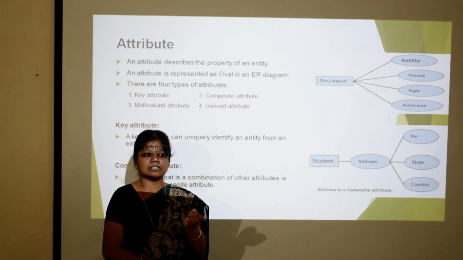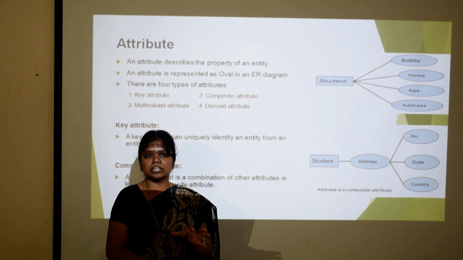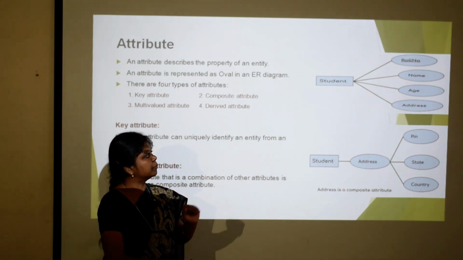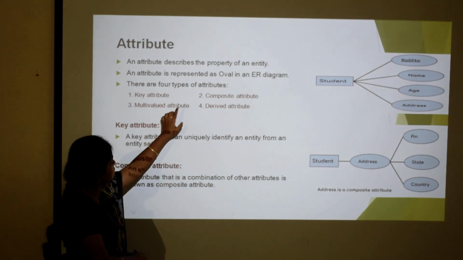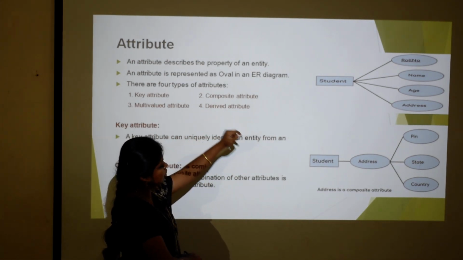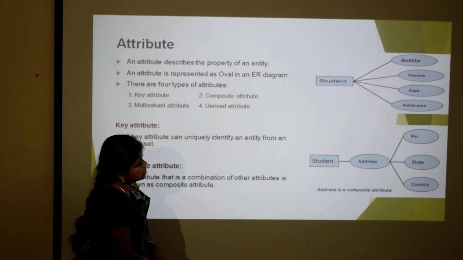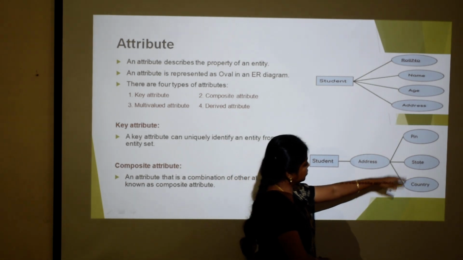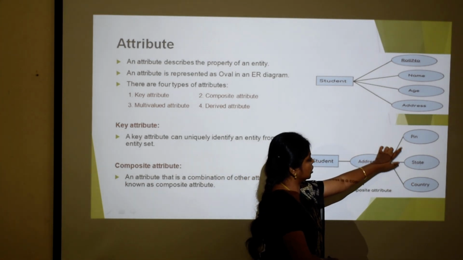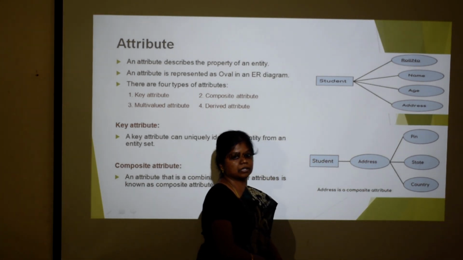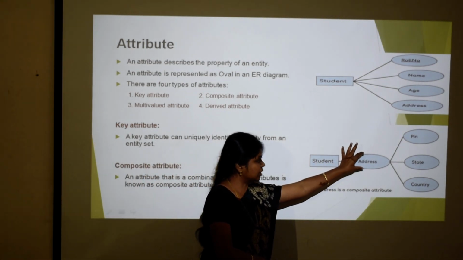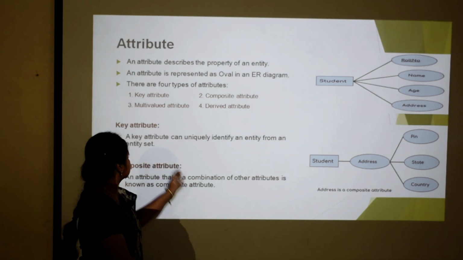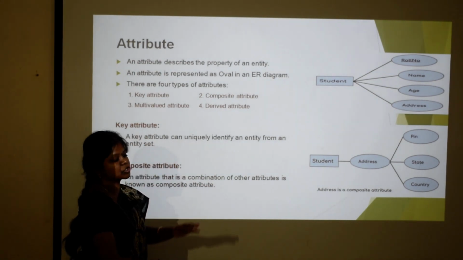For example, take a bank account. Account details will not be repeated for any other person, so you can identify a person with the help of that key attribute. And next is the composite attribute. Composite attribute is, see here, address. In the address we can split it into pin code, state, street number, and country. So only one attribute is split into many other attributes. That is the composite attribute.